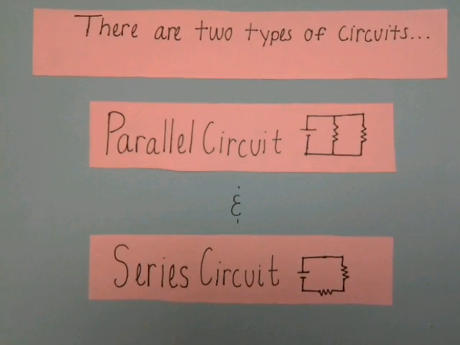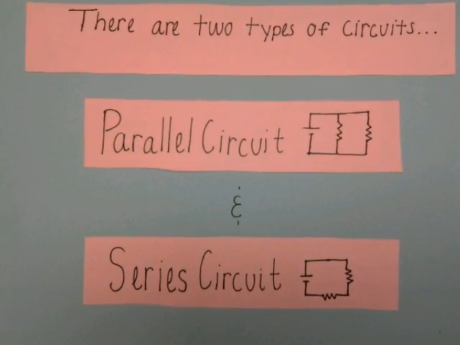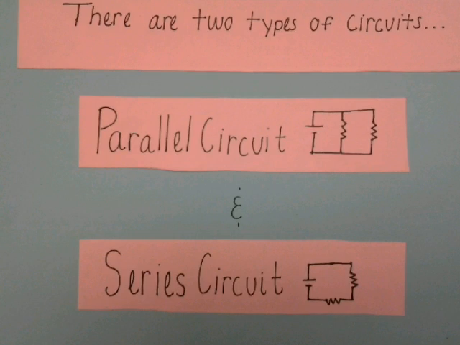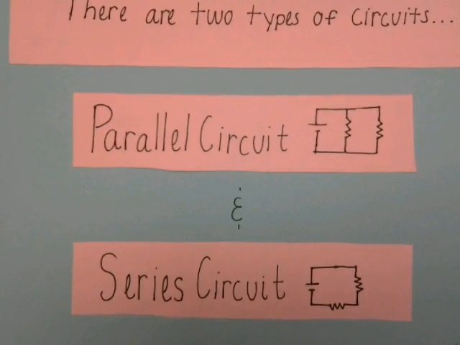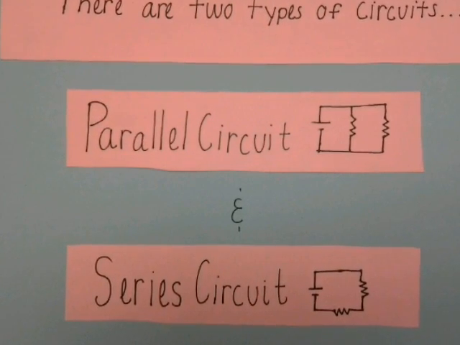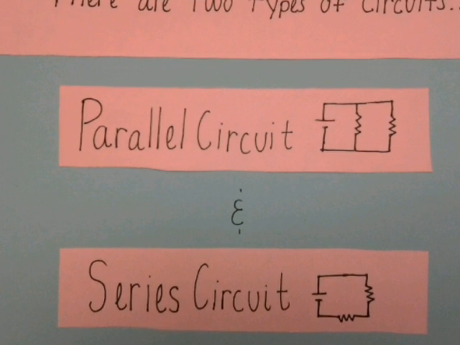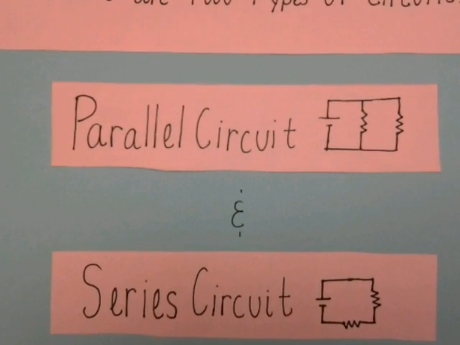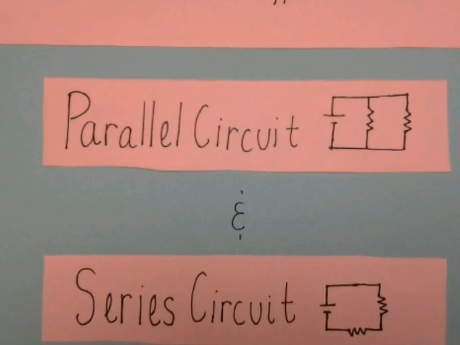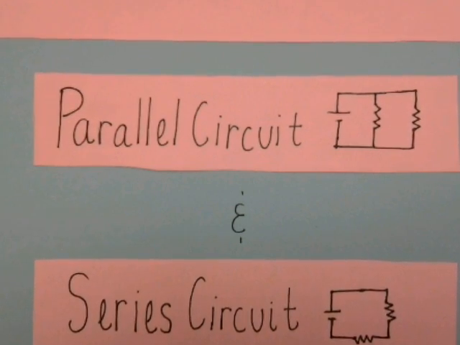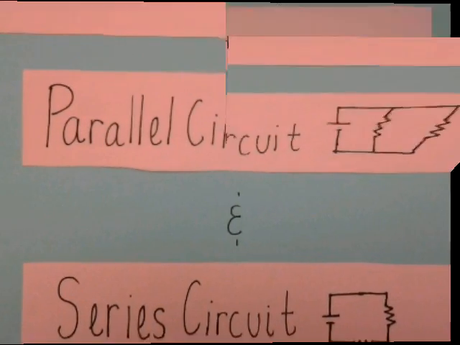There are two types of circuits, a parallel circuit and a series circuit. A parallel circuit is an electrical circuit in which devices are connected to the same 2 points of the circuit, so that a single device completes the circuit independently of the others. A series circuit uses only one path through which a current flows through one resistor.